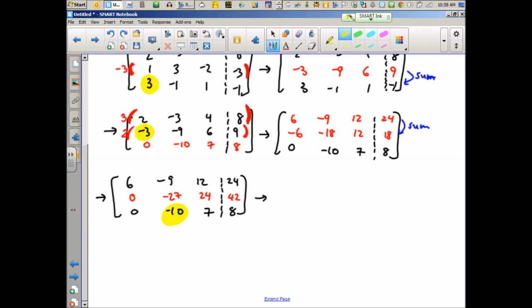So I'm going to multiply the middle row by probably 10, bottom row by negative 27. So you can see the numbers are getting kind of big here. Sometimes they get big, sometimes they don't. I'm going to multiply this row by 10, multiply this row by negative 27. Okay, so 6, negative 9, 12, 24. That doesn't change.